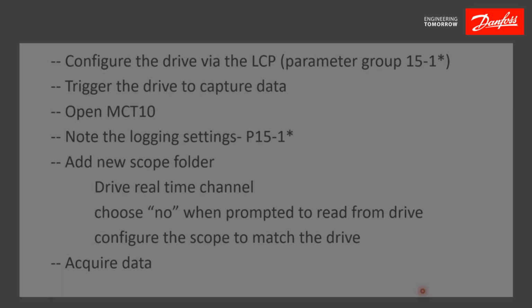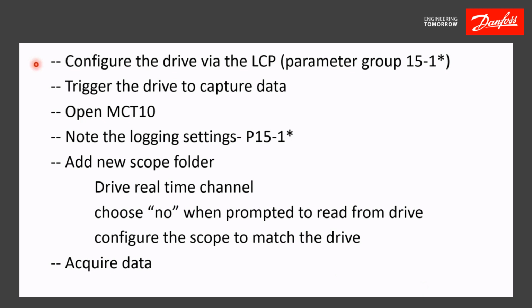I'm going to start with a very simple example, the sequence that I would recommend you use when retrieving information out of your drive that's been saved in the log buffer. First, you can go right to the keypad of the drive and configure the logging function. It's parameter group 15-1. Then wait for whatever trigger condition you've selected, and make that happen.